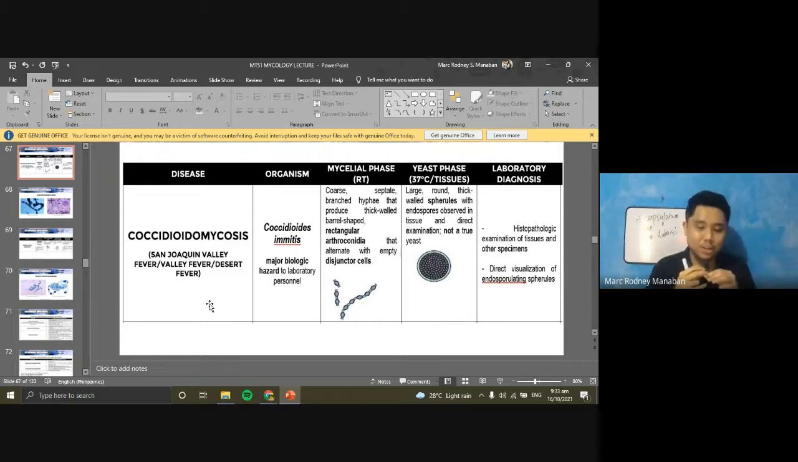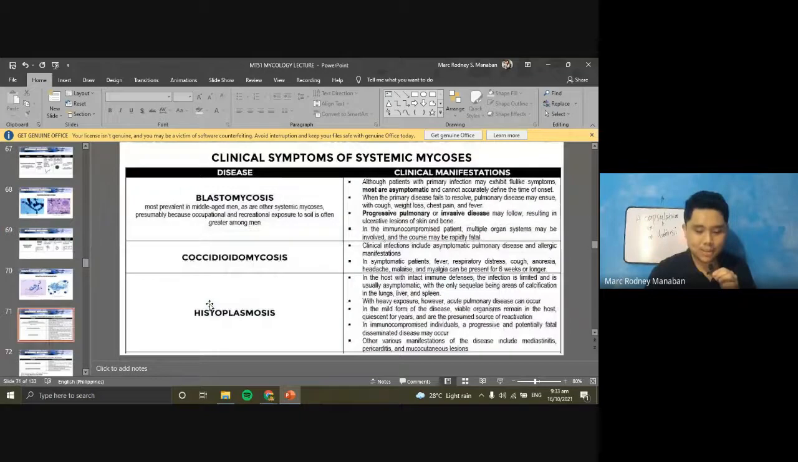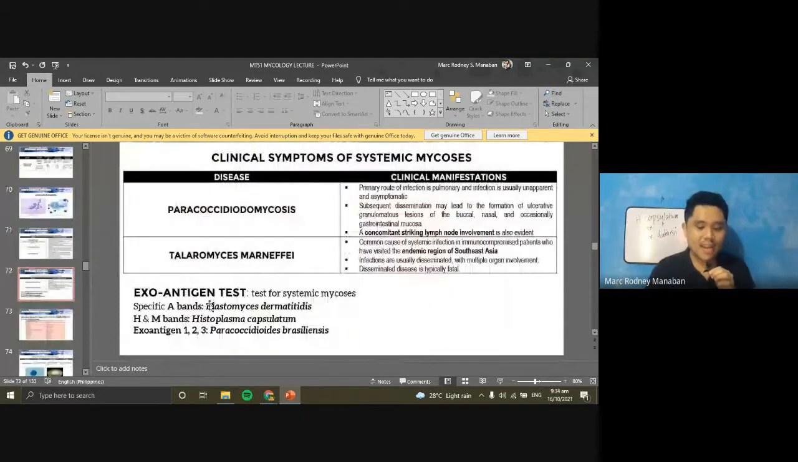Okay? Alright. Pigeon droppings for Coccidioides, and for Histoplasma capsulatum, bird droppings, maybe chicken or whatever bird, or bat droppings. Okay, those are the droppings. So that's all for systemic mycosis, dears. Any questions? Any clarifications before we continue to the last nugget for today?